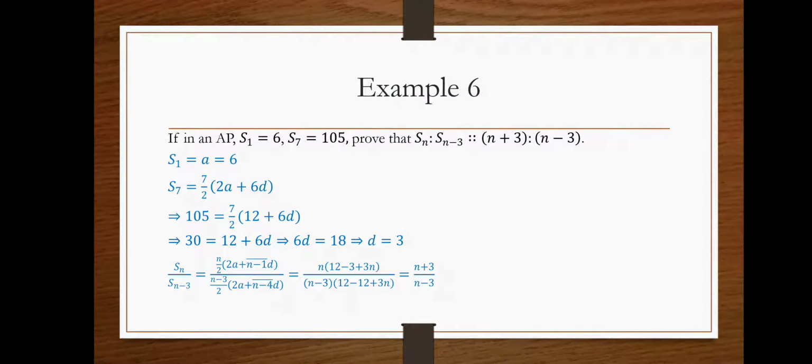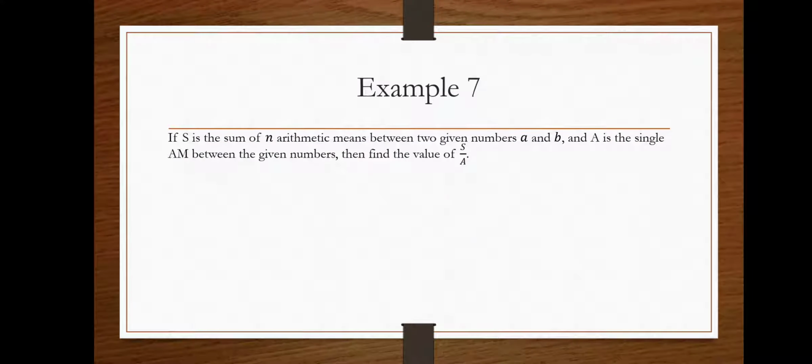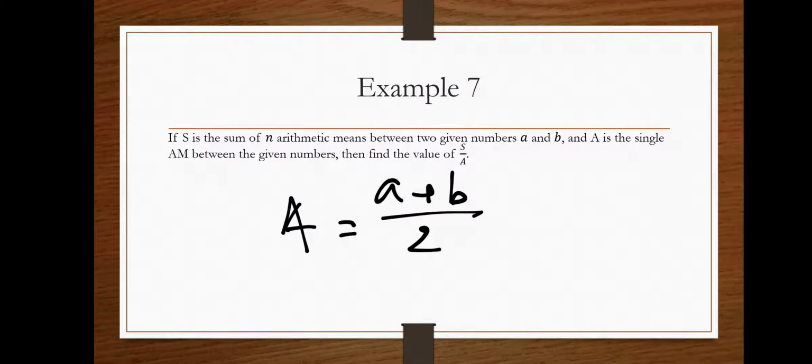Now the last problem, number 7. If S is the sum of n arithmetic means between two given numbers a and b, and capital A is the single arithmetic mean between the given numbers, then find the value of S by A. Now see this. What is capital A? Capital A is basically (a plus b) by 2. That is the only arithmetic mean that we have.